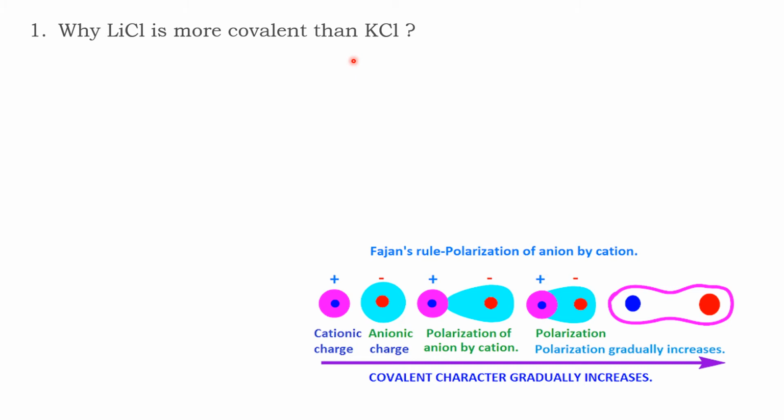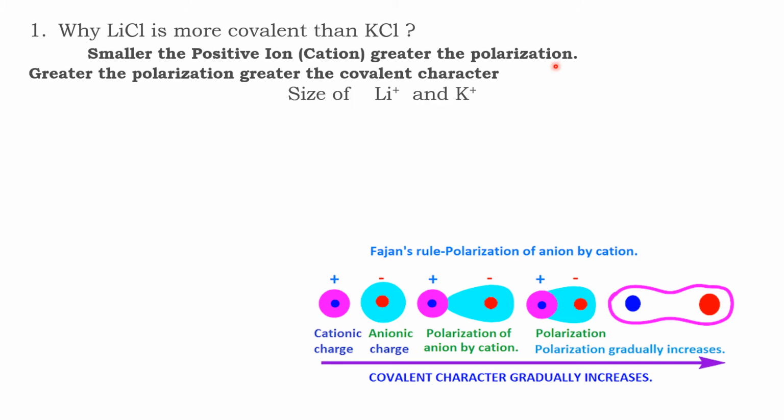The cation is different, but the charge is the same. But LiCl is more covalent than KCl. What may be the reason? Lithium chloride is more covalent than potassium chloride. The reason is very simple. When we move from top to bottom, the size increases. Li+ has a smaller size, while K+ has a greater size.